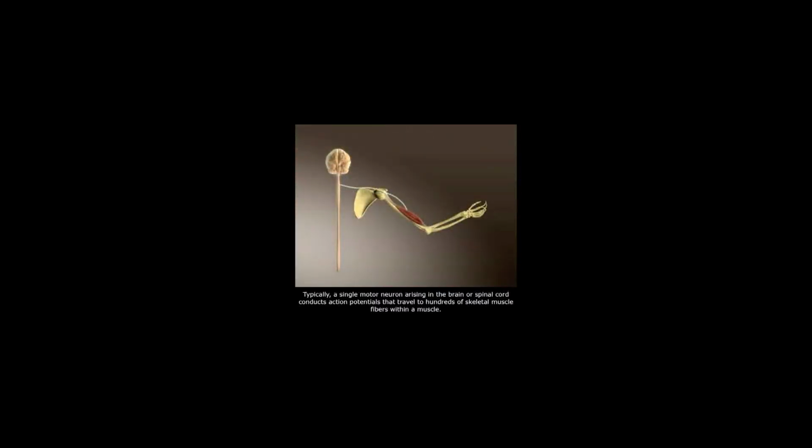Typically, a single motor neuron arising in the brain or spinal cord conducts action potentials that travel to hundreds of skeletal muscle fibers within a muscle. The sequence of events that converts action potentials in a muscle fiber to a contraction is known as excitation-contraction coupling.